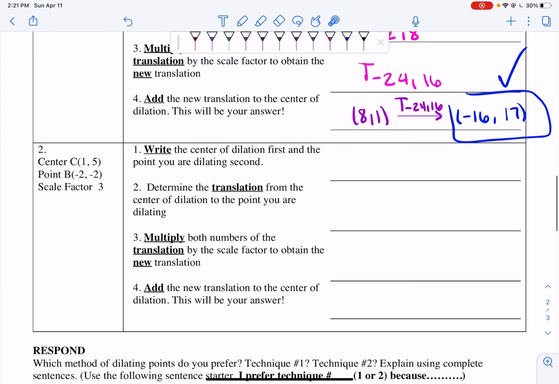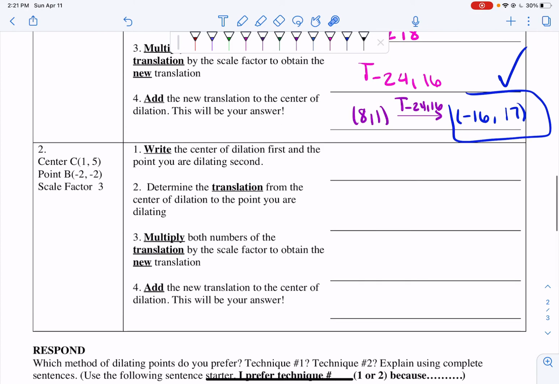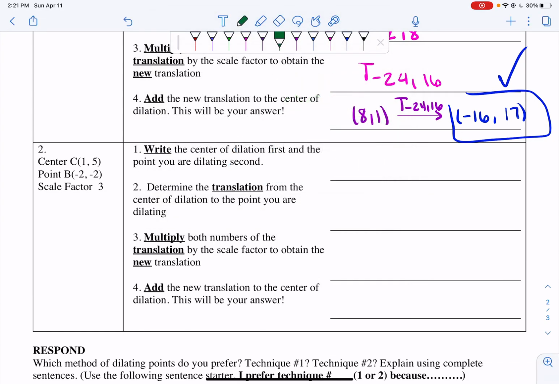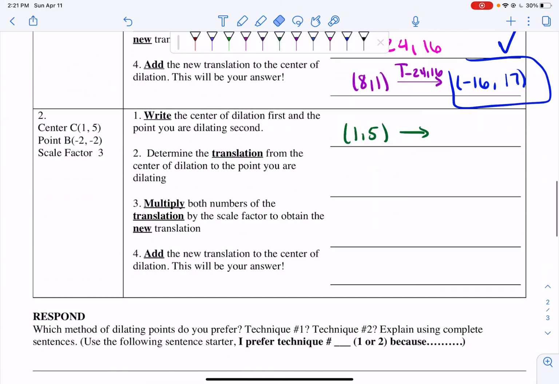Question number 2. So I should be getting -8, -16 for this one. So step 1 says write the center of dilation first and the point you're dilating second. So I'm going to write down my center, which is 1, 5. And then I'm going to write my point of -2, -2.